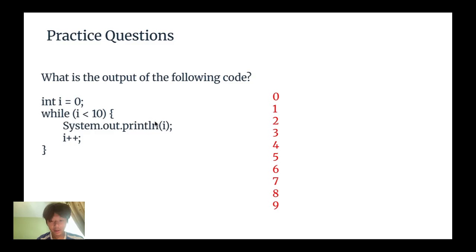And for this while loop, you are printing only 0 to 9 because here in the conditional statement, 10 is exclusive. So when i equals 10, it is not less than 10. So it will break out of the loop and not print 10 itself.